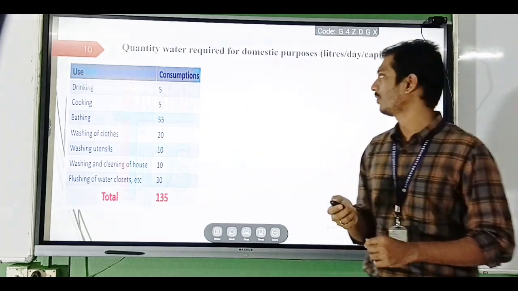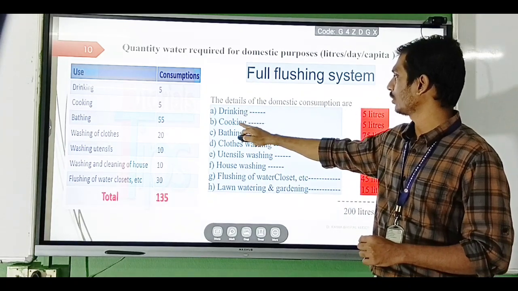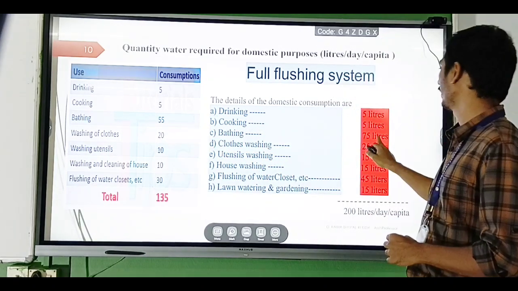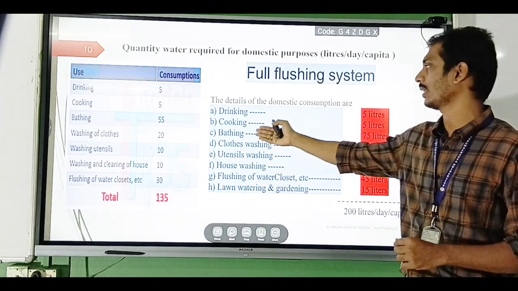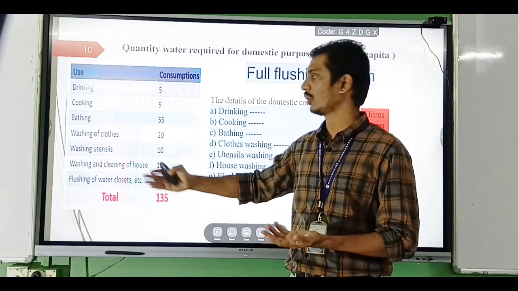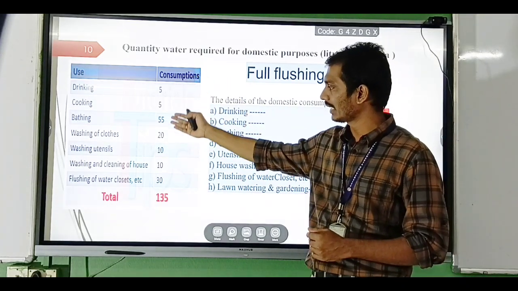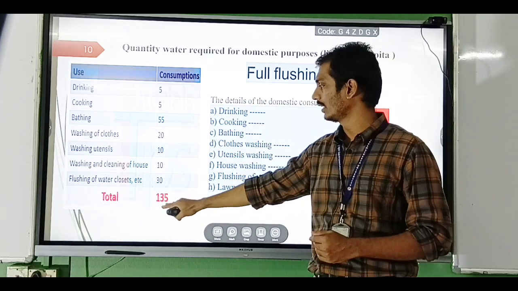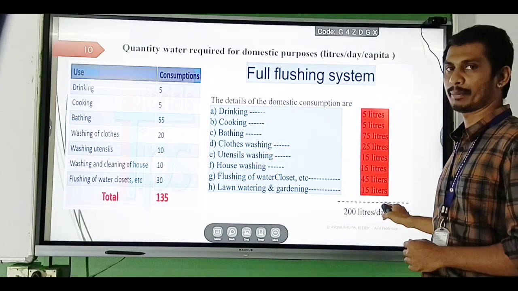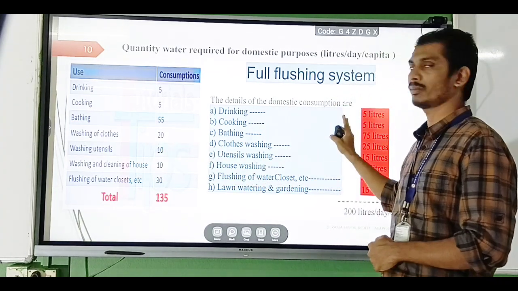If you go with full flushing conditions, these are the figures. Drinking and cooking won't differ. In case of bathing, here it is 55, here it is 75. If you are going for a full flushing system, there may be chances they are using bathtubs and all. For washing clothes, generally we use buckets, but here there may be chances of using washing machines. So this is the difference. Under normal conditions it takes nearly 135 liters of water per individual. In full flushing systems, nearly 200 liters per day per capita. Here it is normal conditions, and here it is full flushing system conditions.